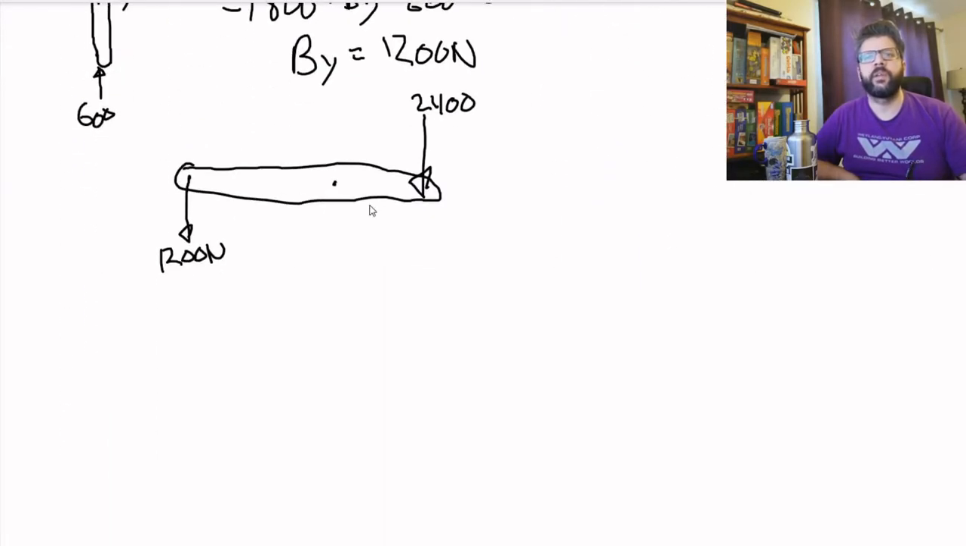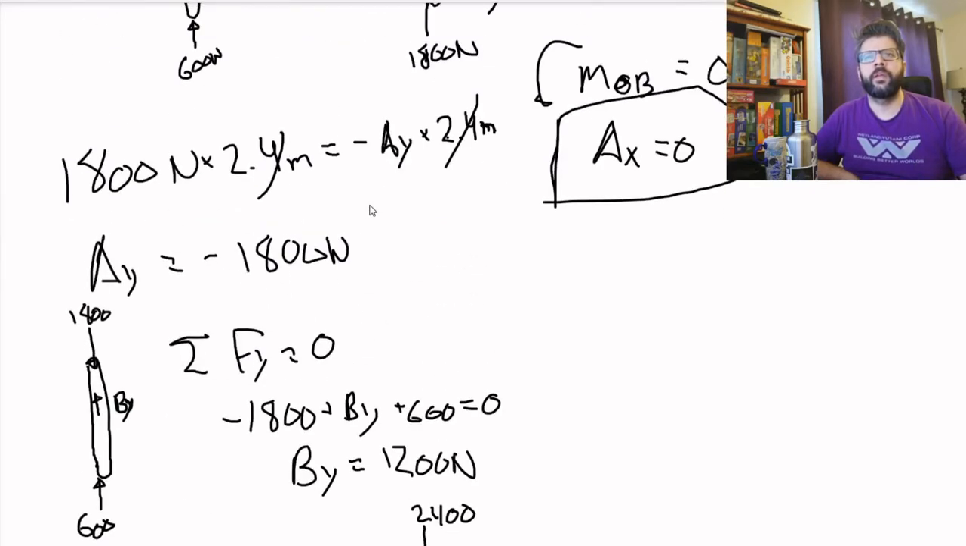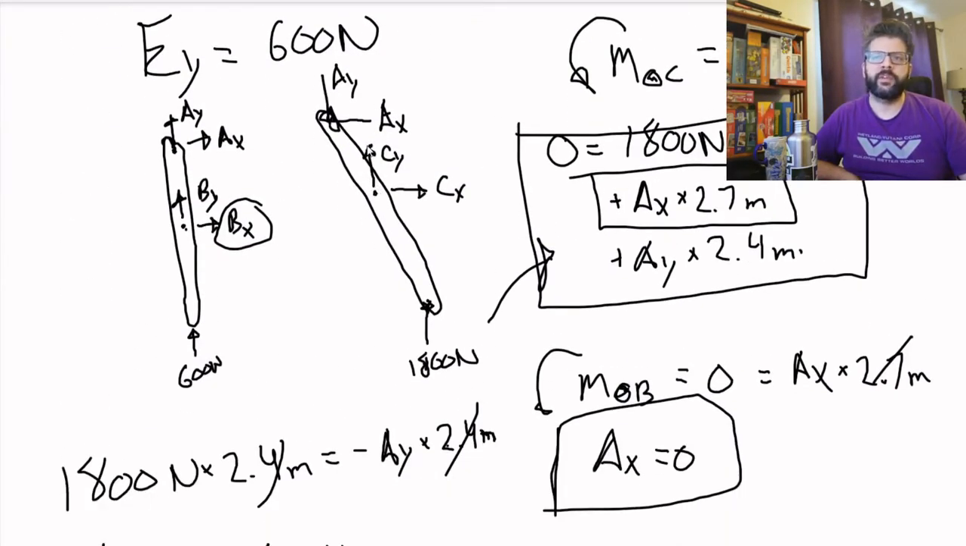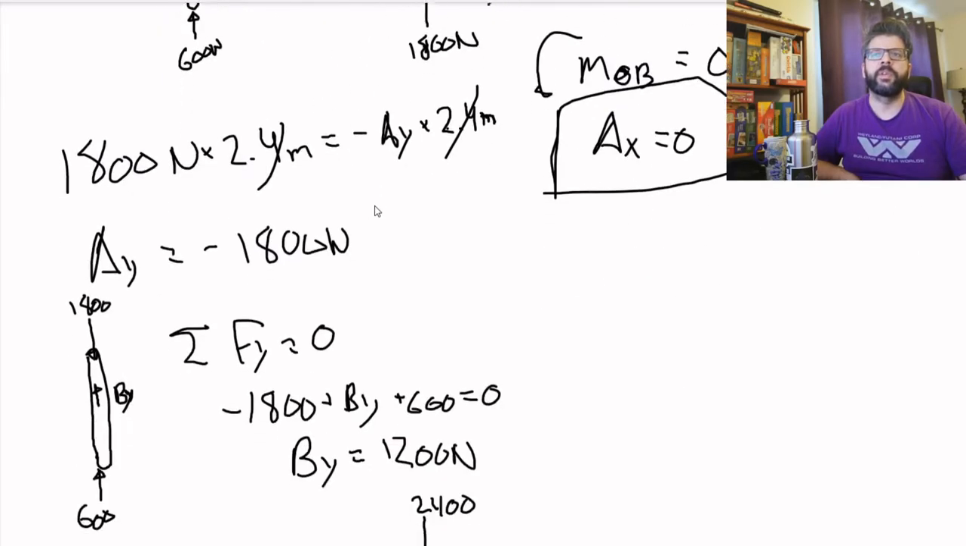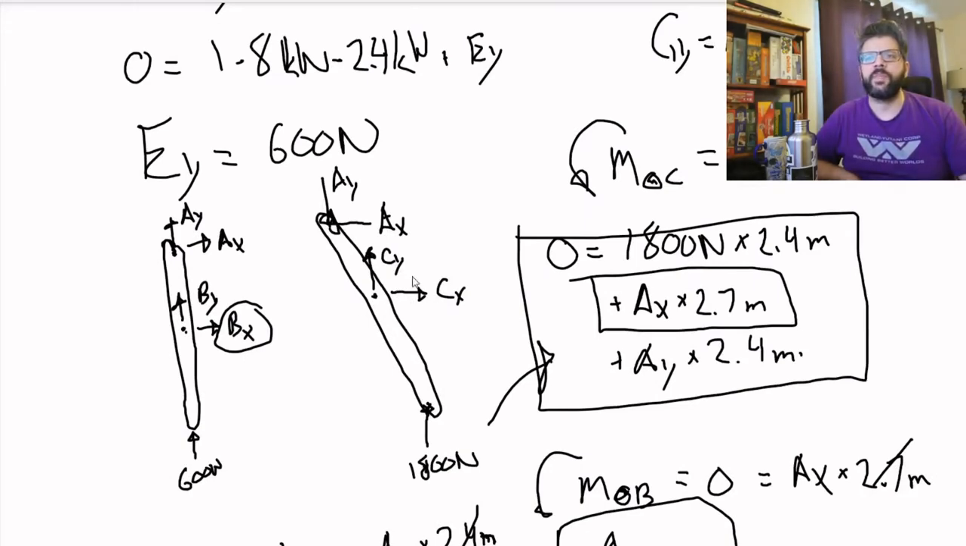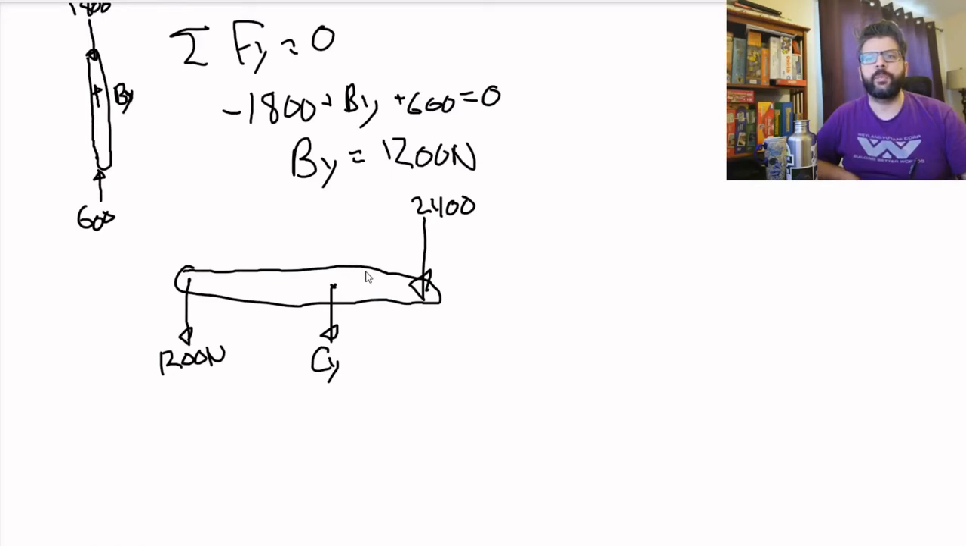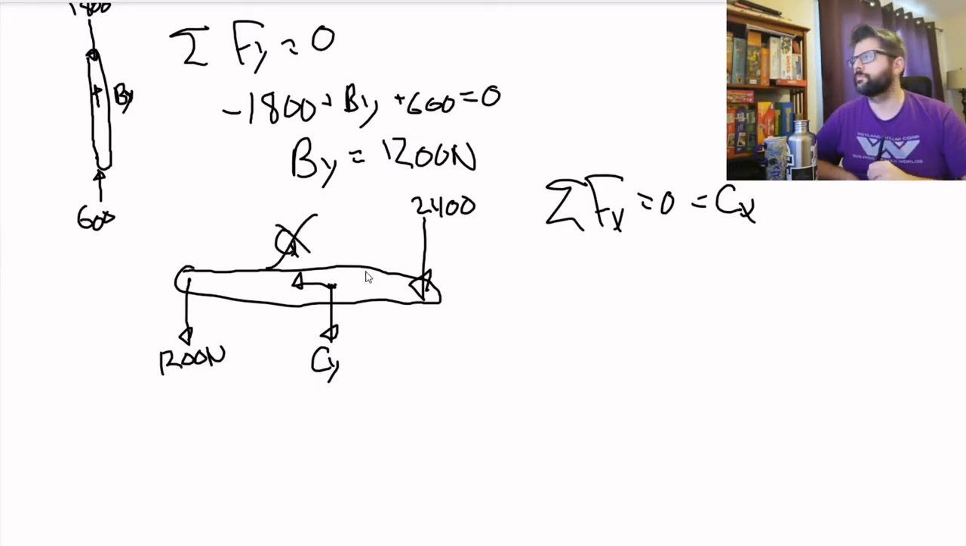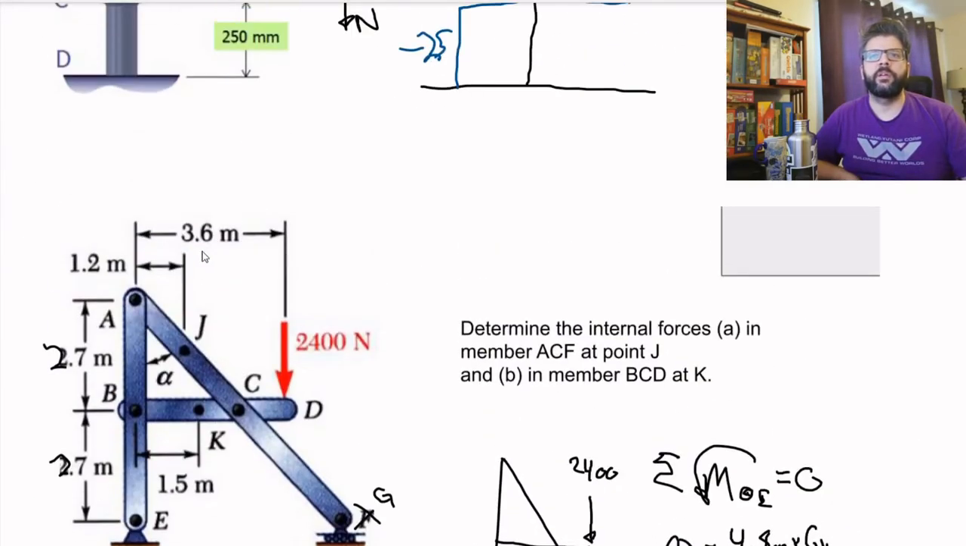So we got CY. And again, we had initially decided when we wanted to find CY that CY would be positive if this bar was being pushed up. So therefore, this bar needs to be pushed down, CY. And same deal with CX. CX needs to be going the opposite direction. But again, sum of the forces in X is equal to 0 is equal to CX. That goes away. So I'm just going to erase it. So there's our free body diagram for this link here.